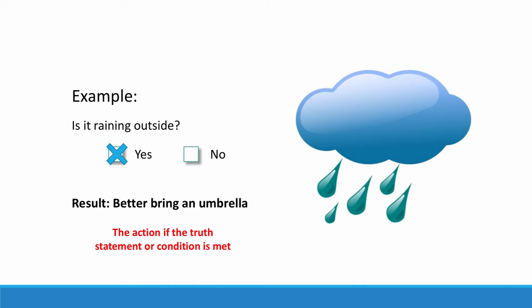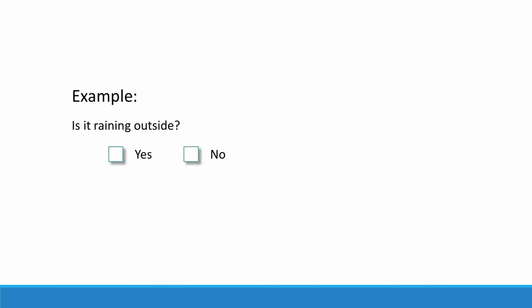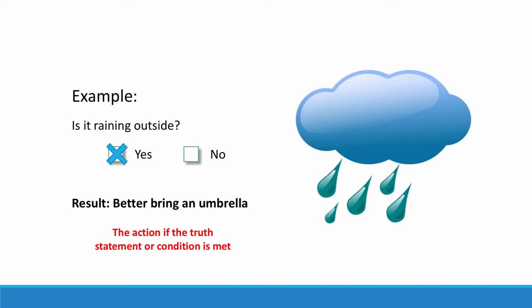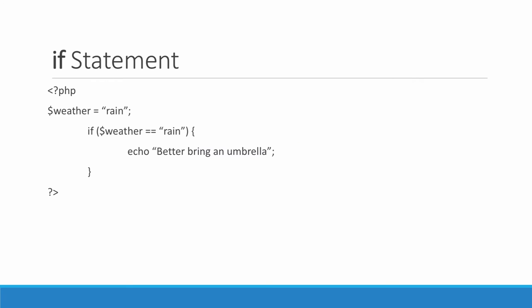Let's go back and look through this again really quick. Here we're at the beginning again. If it is raining outside, this is our statement of truth. If it is raining outside, you better bring an umbrella. That is the essence of a truth statement and the essence of an if statement, which we are going to be tackling first.